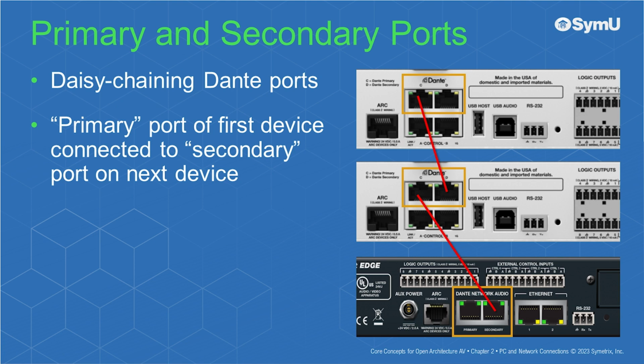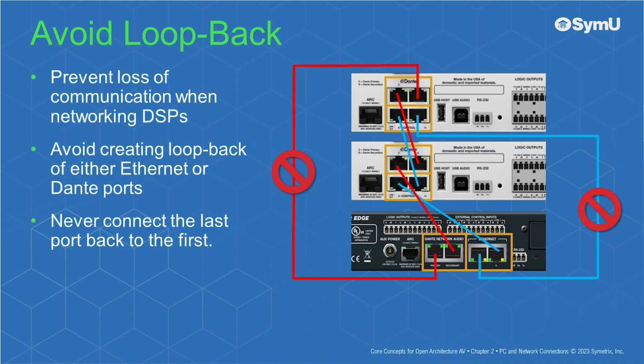When daisy-chaining Dante ports, the primary port of the first device is connected to the secondary port on the next device, and so on. In order to prevent loss of communication when networking multiple DSPs, avoid creating a loopback of either the Ethernet or Dante ports by making sure to never connect the last DSP port back to the first.